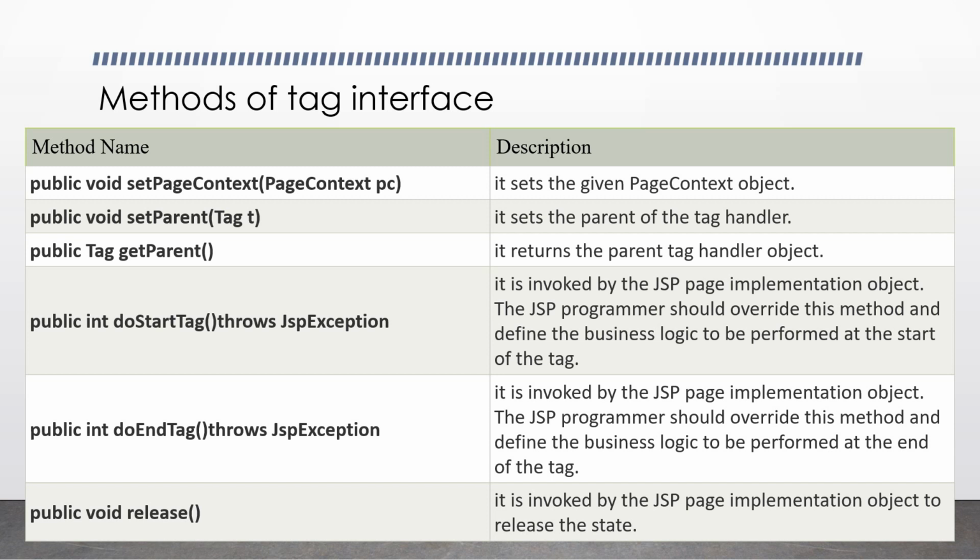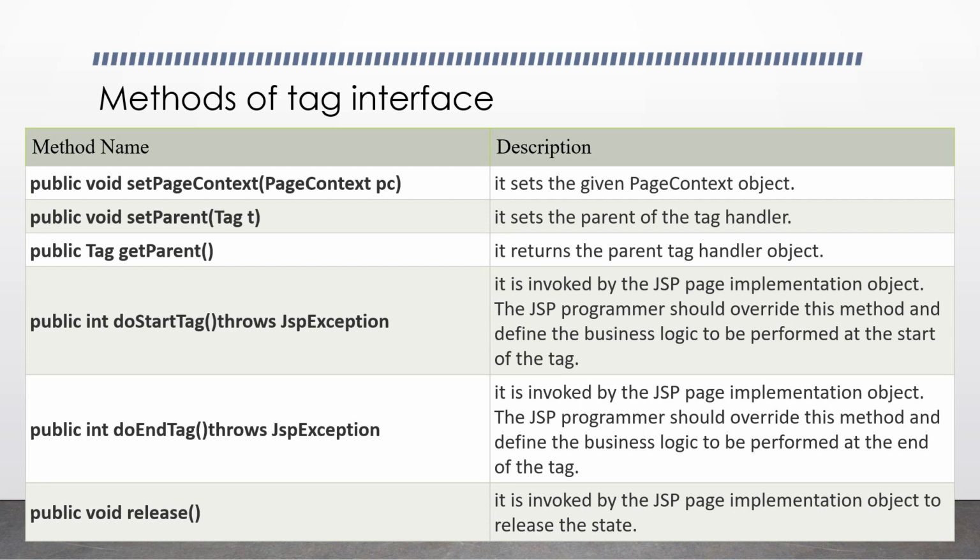The doEndTag is also very important. If we need to do something after the tag has been executed, we can put that code into this doEndTag. And public void release is invoked by the JSP page implementation object to release the state. That means it will create an empty object after executing the tag. So those are the main methods that the Tag interface contains.